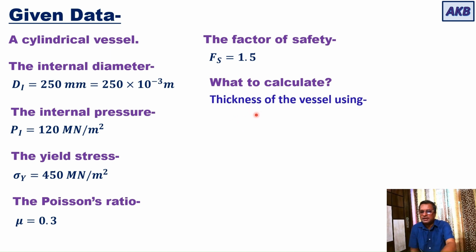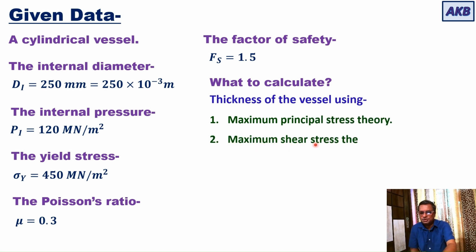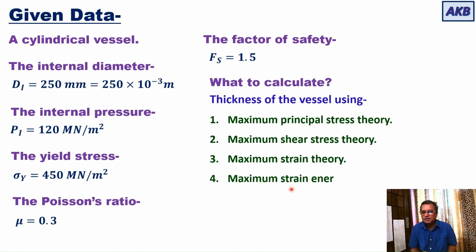We are supposed to calculate the thickness of this vessel by using maximum principal stress theory, maximum shear stress theory, maximum strain theory, and then maximum strain energy theory. Each of these theories will give us a different thickness. And now let us check how much is the difference in the thickness calculated by using these four theories.